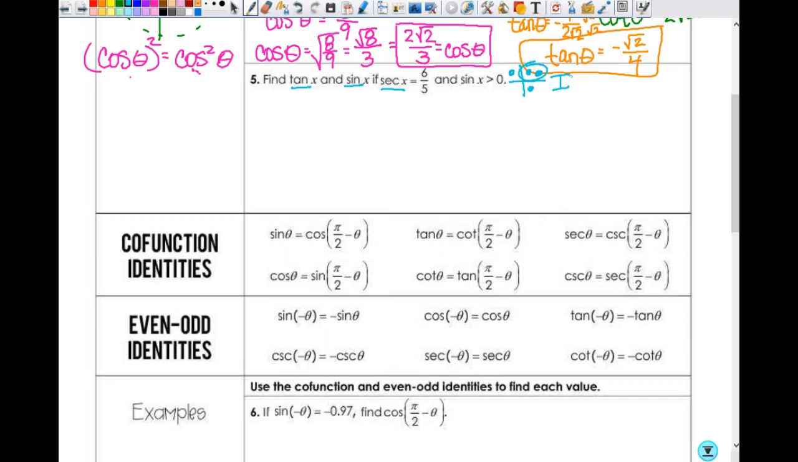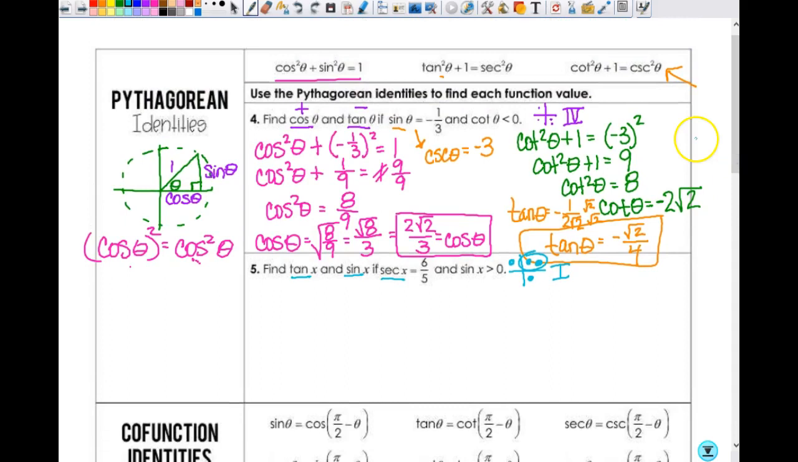Okay? So we take the square root, we don't have to worry about signs. So I'm given secant. If I look back up here, I'm given secant, and tangent is one of the things I want, and these are both going to be positive. So I can use this identity right here.